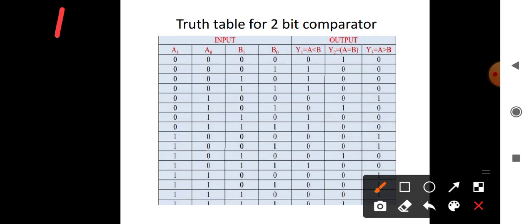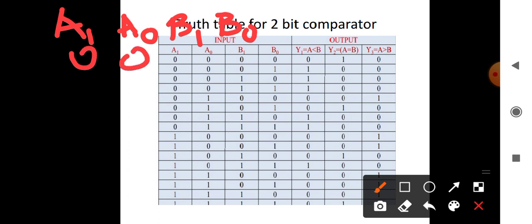Now we write down the truth table: A1, A0 and B1, B0. We write the numbers from 0000 to 1111 and we see whether A is less than B, A is equal to B, or A is greater than B. So 0000 means A1 is equal to B1 and A0 is equal to B0, so A is equal to B.